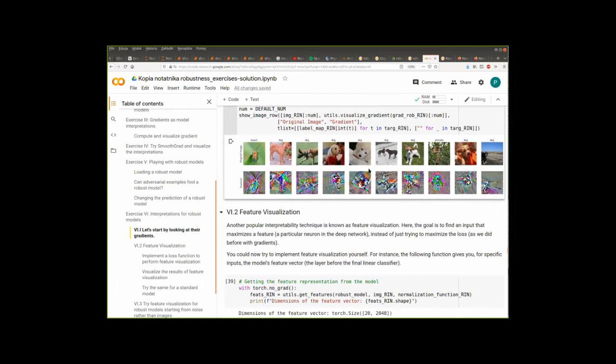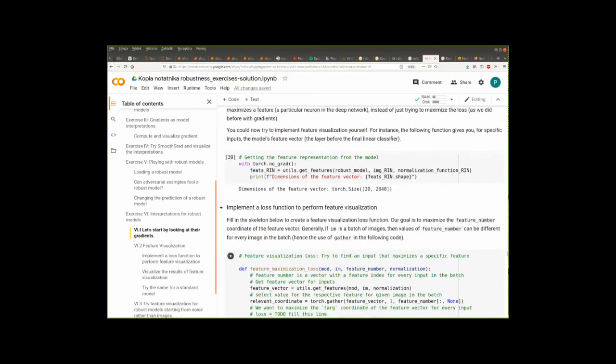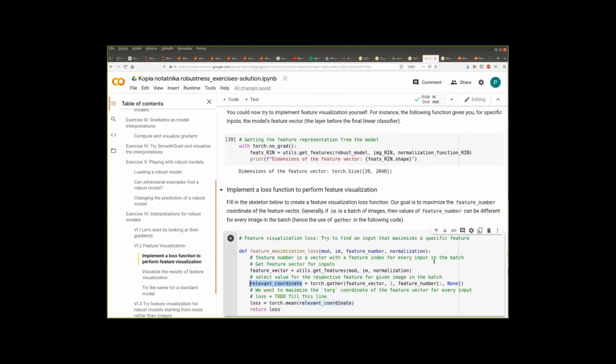And let's go to our feature visualization. As I told you, we've got these relevant coordinates, and our task was to provide loss functions which will help us to maximize this feature. As I told you, we've got a vector of values for this one particular neuron for many images. So the easiest way to compute a loss function is just, okay, let's take a mean for this whole batch of images, and this will be our loss function.